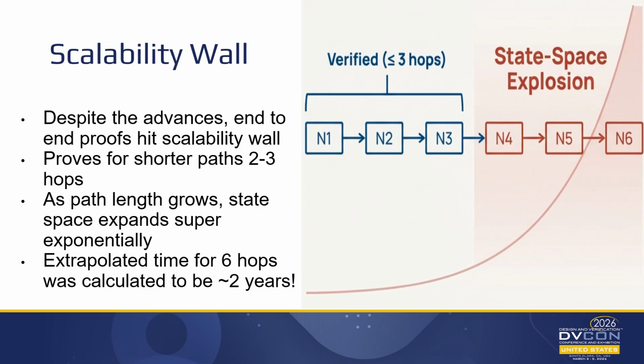To put the gravity of this into perspective, when we mathematically extrapolated those proof times, the data showed that a single 6 hop proof would take nearly 2 years to complete. It was clear at this point that our current approach had reached its absolute limit and we needed a fundamental change in strategy.